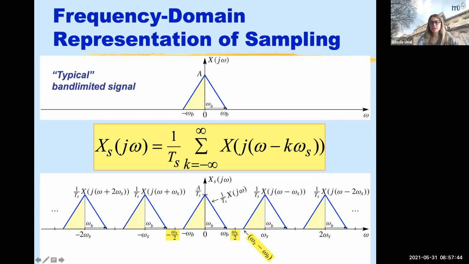Guys, do you see a constraint here? Do you see the relation between the bandwidth, or the maximum frequency in the signal, omega B, and the sampling frequency, in order to avoid overlap between these replicas? Because if I have overlaps in the spectrum, my signal will be distorted, right? When they are nicely separated, as here, the signal can later be reconstructed from its discrete samples, to continuous time.